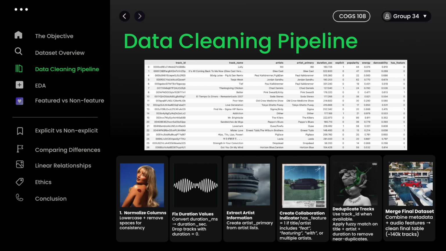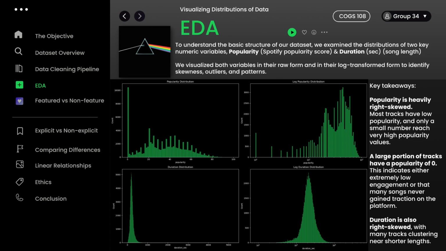For our data cleaning pipeline, we normalized the columns, which means lowercase and removing spaces for consistency, fixed duration values, extracted artist information to see if it has a featuring or not, removed duplicates, and finally merged our final dataset. In our exploratory data analysis, we wanted to understand the basic structure of the dataset.